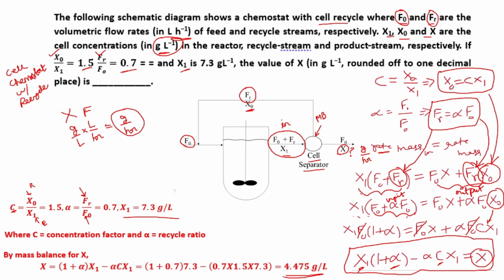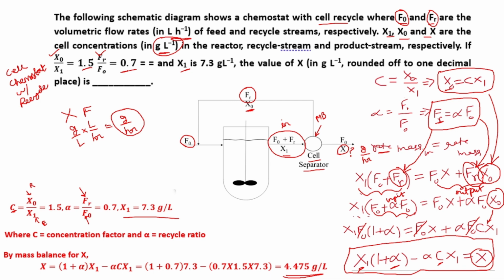So the basic purpose was that you have to do mass balance and cancel everything which is not given. We can cancel f naught because we are assuming that there is a constant feed flow rate inside the feed stream. Also, we are substituting Fr and X naught. Why? Because these values are not given, so we are substituting them with respect to values which are given.